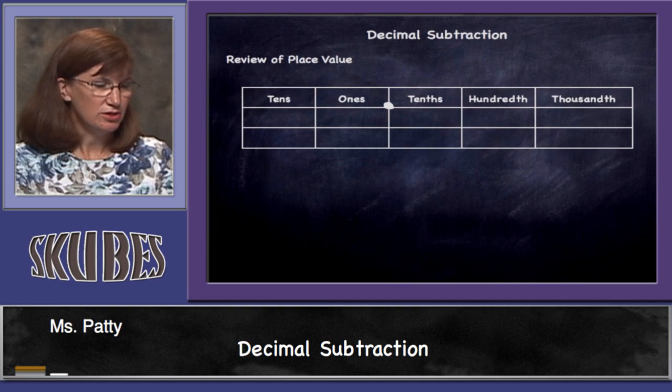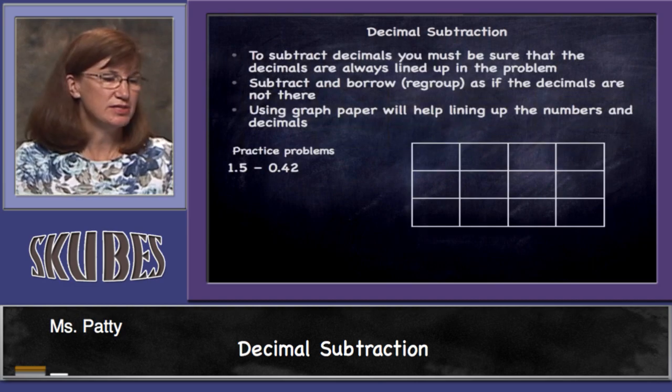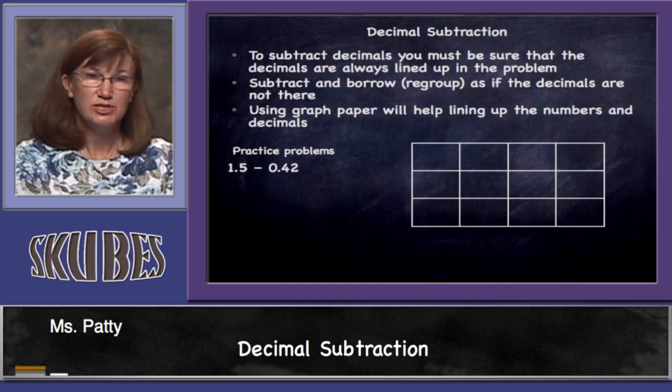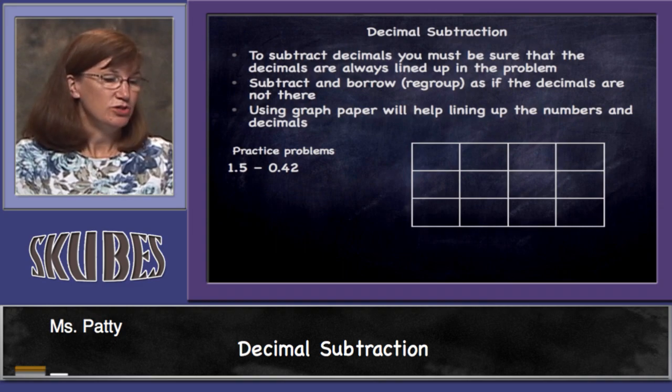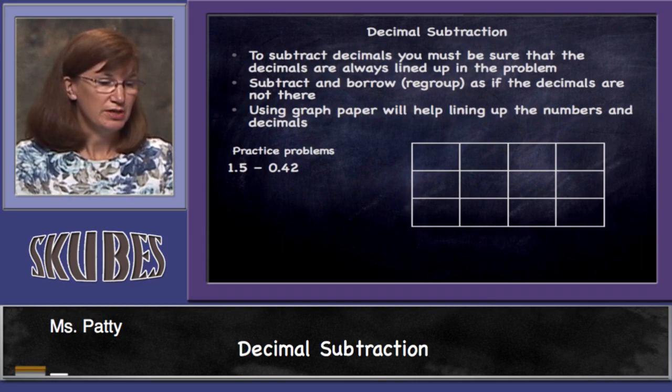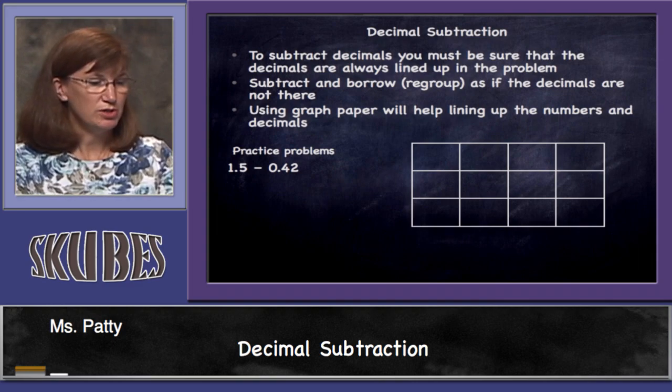Just as in addition, when we're subtracting decimals, it's very important to keep our decimals lined up. We subtract and borrow or regroup as if the decimals are not there. Using graph paper to line up your numbers and your decimals is sometimes very helpful, so that's what we're going to do. It doesn't matter which box you choose, just so there are enough boxes to put all of your numbers in.